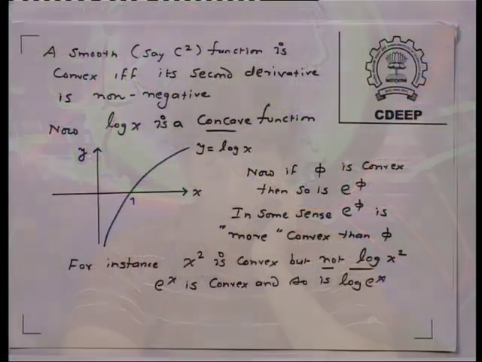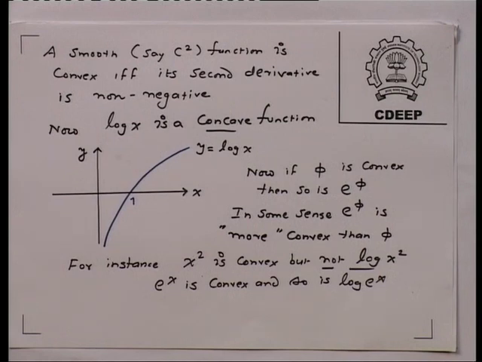X to the power 4 is convex. If you take two derivatives, you get a multiple of x squared, right? It is convex on the whole real line. So, now let us look at this. Log x is a concave function, minus log x is convex. The graph is like this.